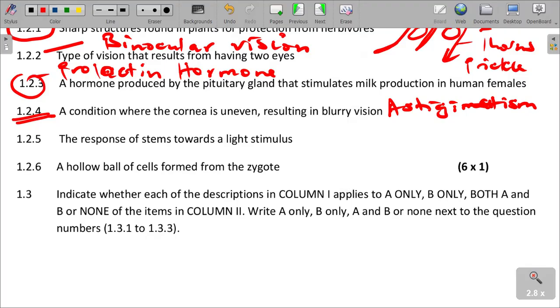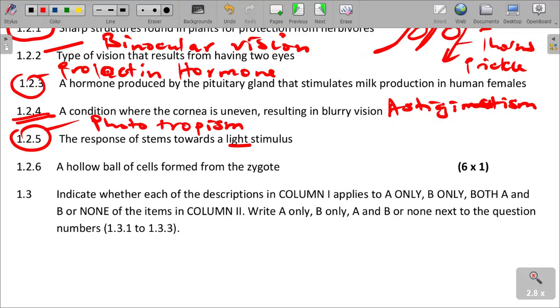Astigmatism. And then the response of stems towards a light stimulus. We talk about types of tropisms. Types of tropisms, we said we have got photo and geo. So with regards to light, it is called phototropism, which is the response of plant stems towards light.